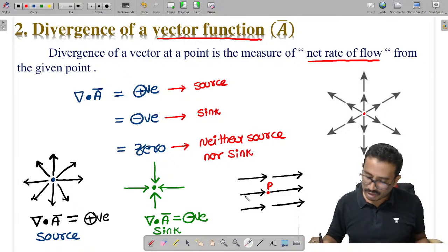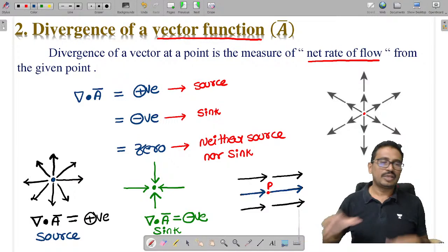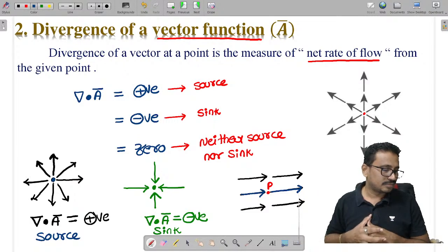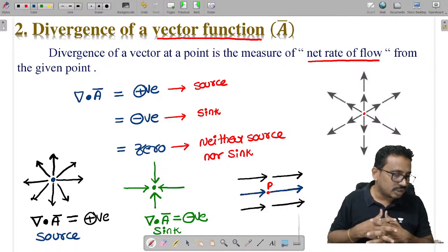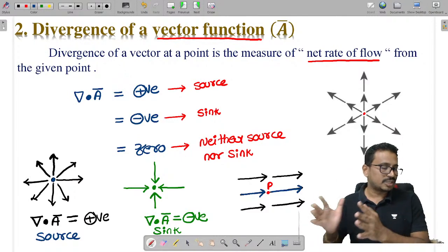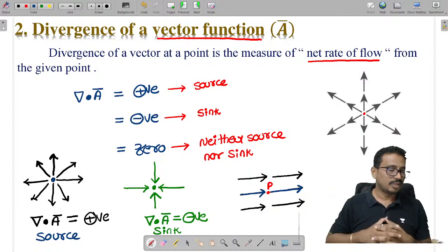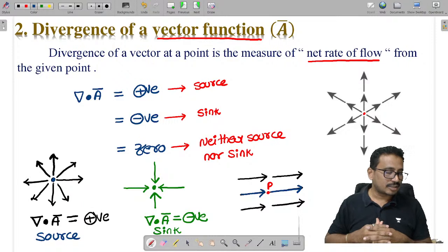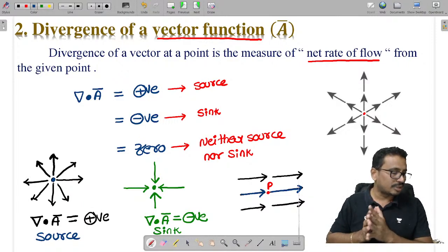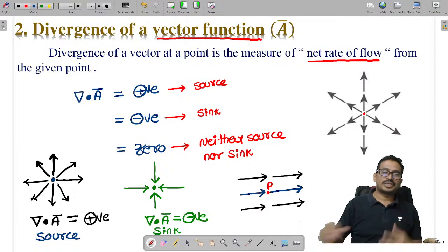That means, if you see carefully, whatever field lines are coming from this direction, the same field lines are moving in this direction, yes or no? Is the point giving anything, you tell me? No, the contribution of that point P is nothing. Whatever is coming, the same thing is going, yes or no? So I can say the point P is neither source nor sink. It is not giving, not taking.